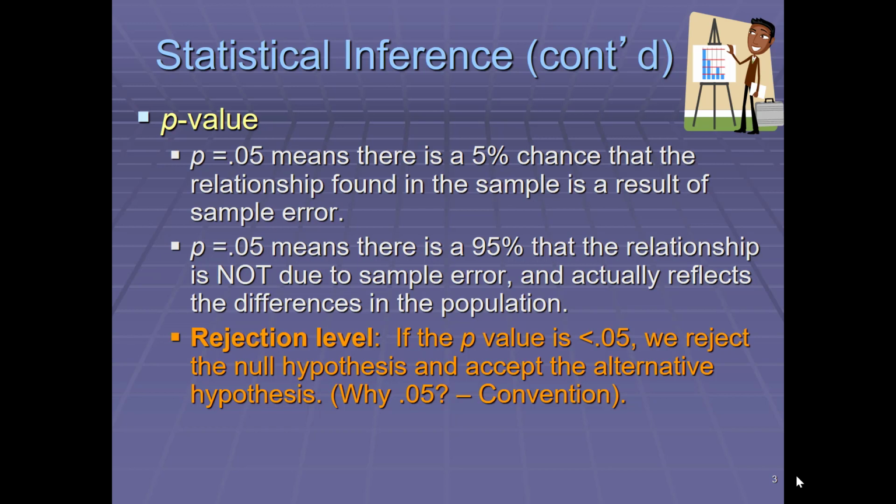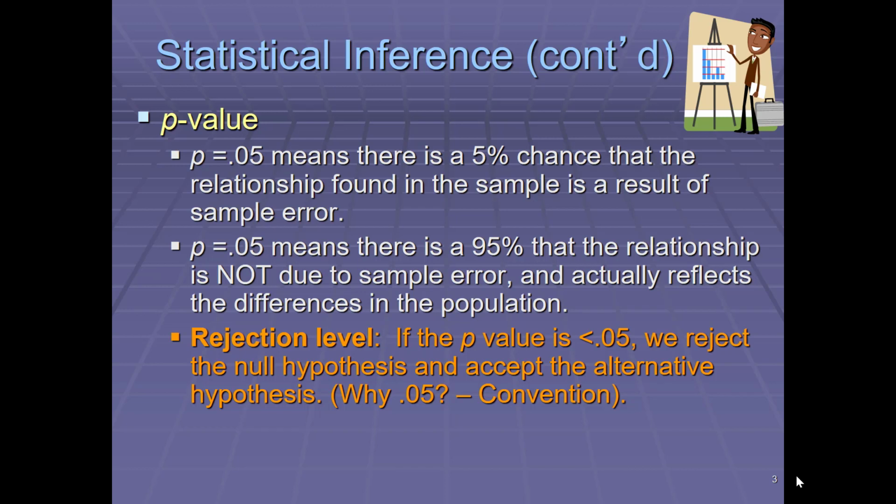Then the next important thing is the p-value. Generally with the p-value, we use a p-value of 0.05, which means that there is a 5% chance that the relationship found in the sample is a result of sample error. So a p-value of 0.05 means that there is a 95% chance that the relationship is not due to sample error, and it actually reflects the differences in the population. So you're saying that 95% of the time this is not because of an error, but this is actually what it's reflecting.